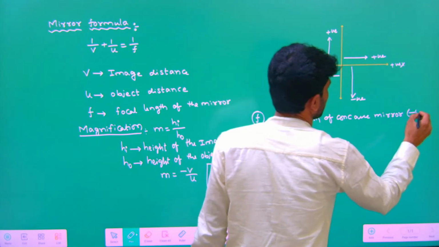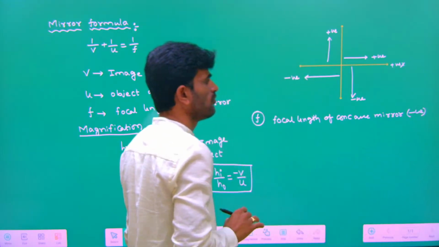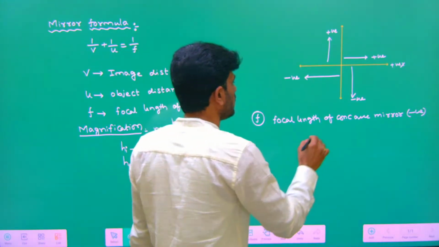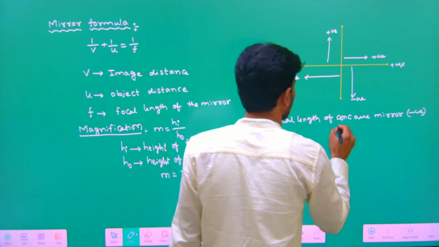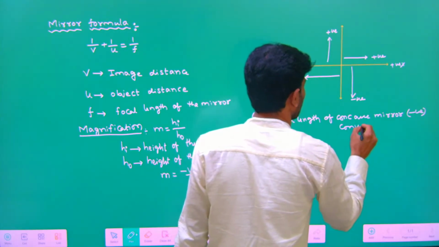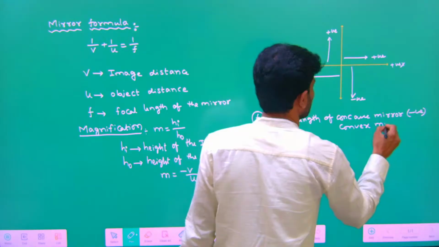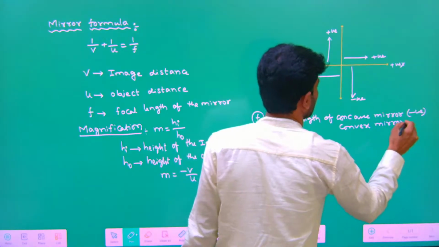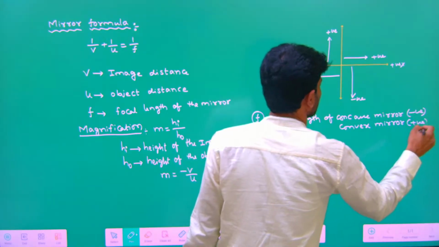Focal length should be taken negative if it is a concave mirror. If it is a convex mirror, the focal length of the convex mirror should be taken positive. We have to remember this.